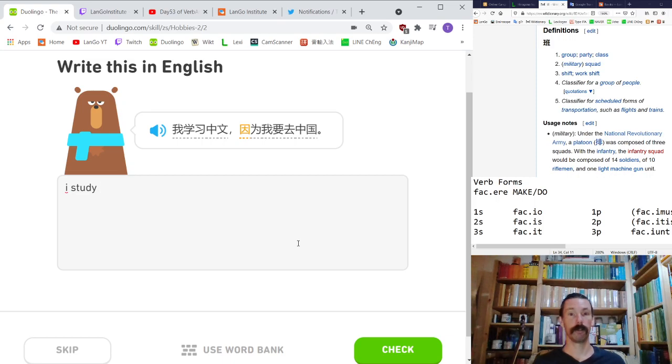Same basic constituent order here. Subject, verb, object. I study Chinese. 因为, because. The reason being, would be a word-for-word rendering. 我要去中国. So we have these nested phrases. China, object of 去, to go to. That's a complement of the 我. Wanting or will. Here, want to go to China.